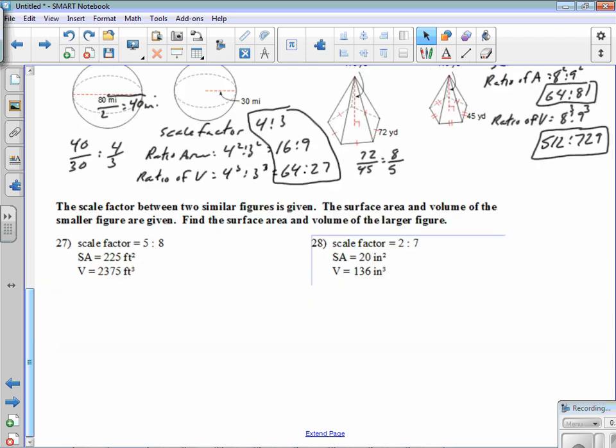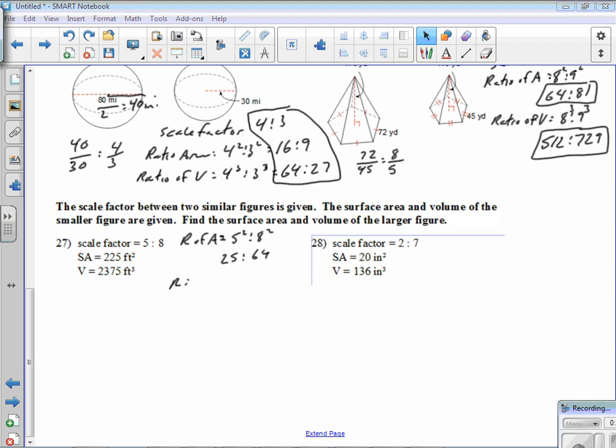And the last section, the scale factor between two similar figures is given. Surface area and volume of the smaller figure are given. Find the surface area and volume of the larger figure. So for the first one, the scale factor is 5 to 8. The ratio of area, we would square that. 5 squared to 8 squared, or 25 to 64.